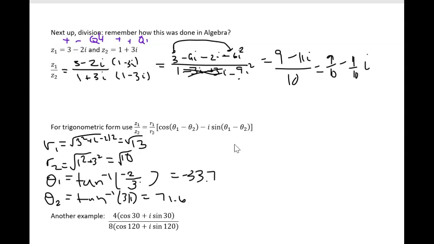Plugging these into the formula, we get z1 over z2. And remember, this is now division and subtraction. So it's the square root of 13 over the square root of 10.